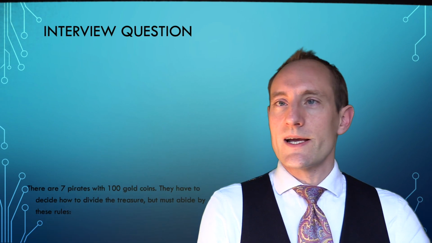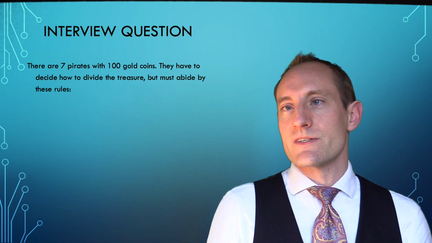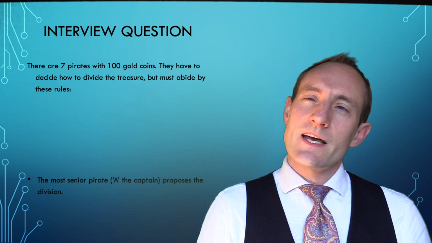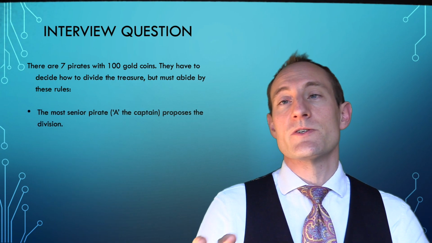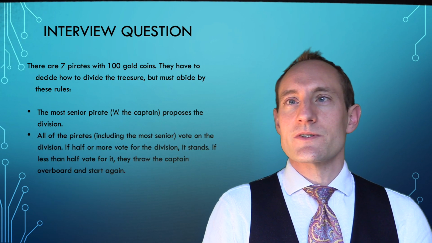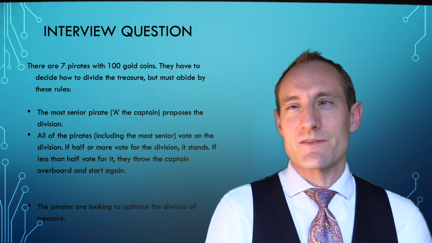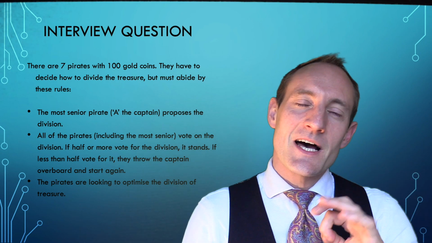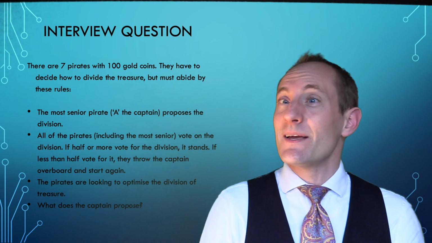So a common start to an interview question like this would involve students thinking about some way that you could divide 100 by 7. Now clearly that's problematic because 100 doesn't neatly divide by 7. So then students tend to start to gravitate towards a distribution of the coins that they think is fair, okay? Now, the issue is that these are not fair-minded pirates, so they're trying to work out the optimal division of the coins, okay? So this is a question that's trying to gauge your intuitions about decision theory and game theory.